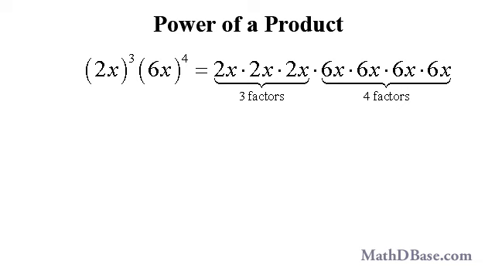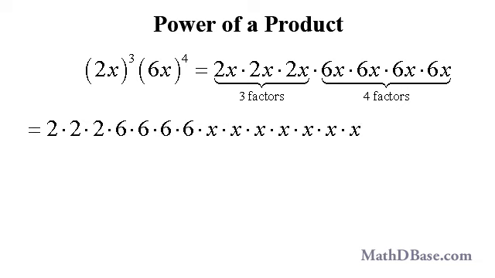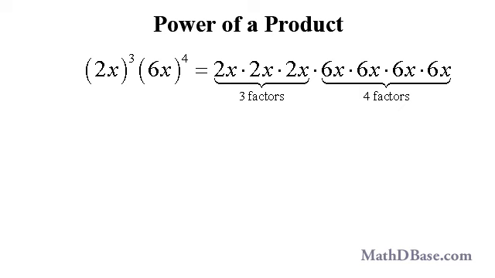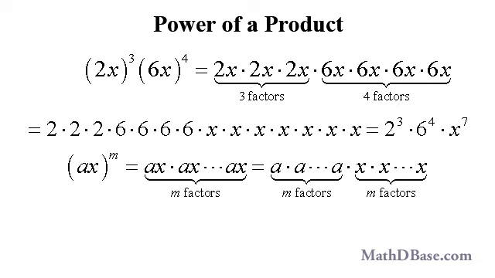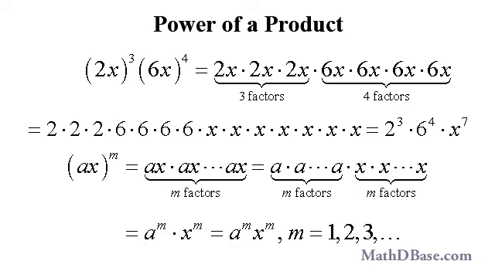Taking another look at (2x) cubed times (6x) to the fourth, when we wrote out the problem as the product of its factors and combined, we got 2 cubed times 6 to the fourth times x to the seventh. This problem suggests the following rule called the power of a product. If an exponential expression consists of a base, which is the product of numerical and or algebraic symbols, and that base is raised to a power, the result is the product of each factor in the base raised to that power. Here, a represents any integer and m any positive integer.